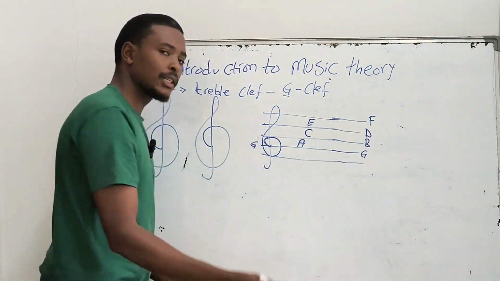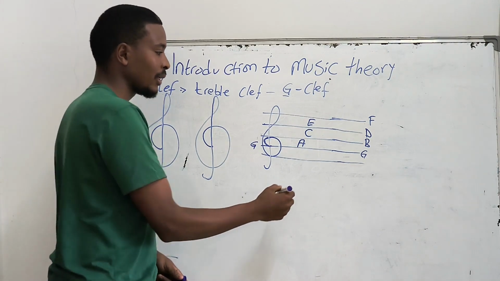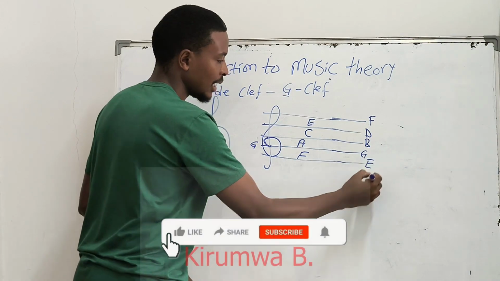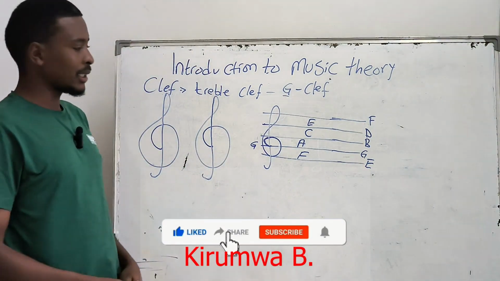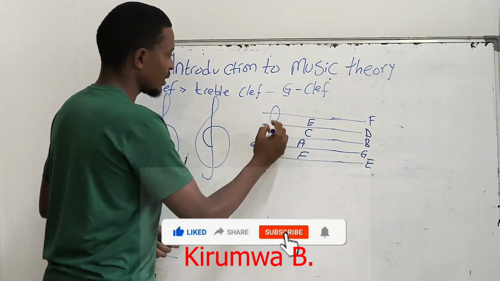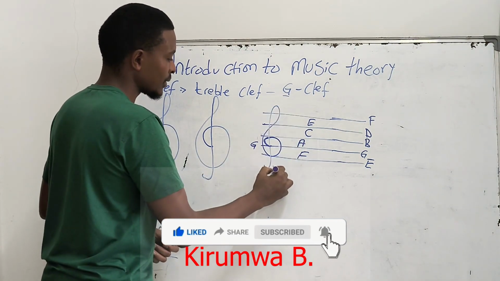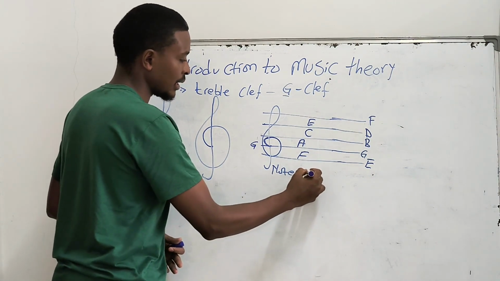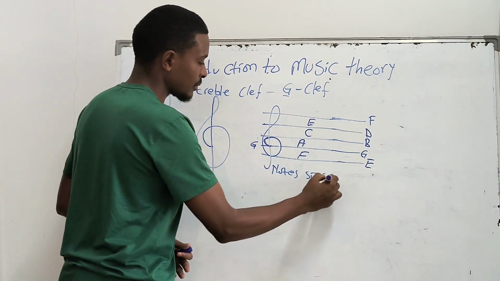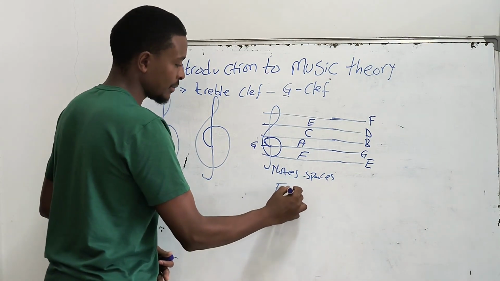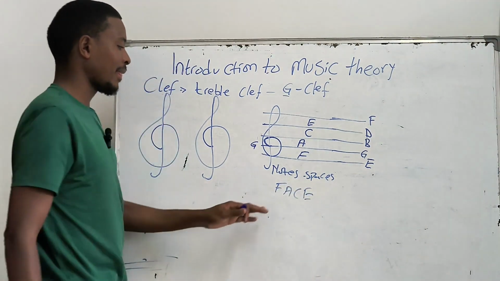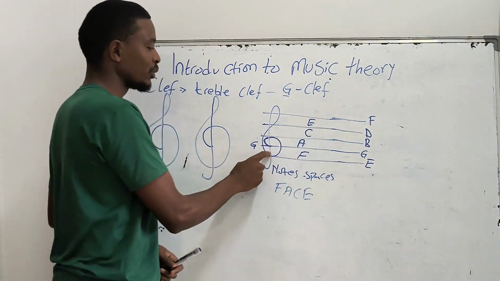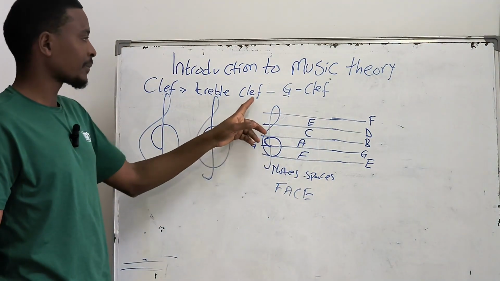Going down from G, scaling down the alphabetical order, from G we go to F. Then from F we have an E. We can create an acrostic sentence for this. For the notes, you can name the notes in an acrostic sentence. For the spaces, you could say that they form a name known as face, just like that. The spaces using the treble clef or the G clef spell face.